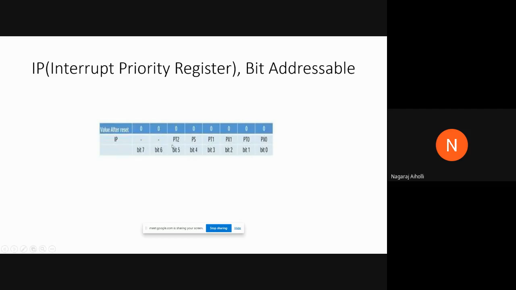The first two bits are reserved for future use. PT2 defines the priority of the timer 2 overflow interrupt. PS defines the priority of the serial port interrupt. PT1 defines the priority level of the timer 1 overflow interrupt. PX1 defines the priority level of external interrupt 1. PT0 defines the priority level of the timer 0 overflow interrupt, and PX0 defines the priority level of external interrupt 0.